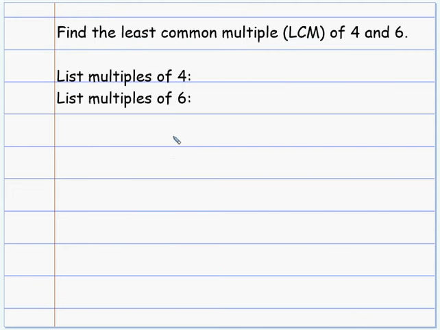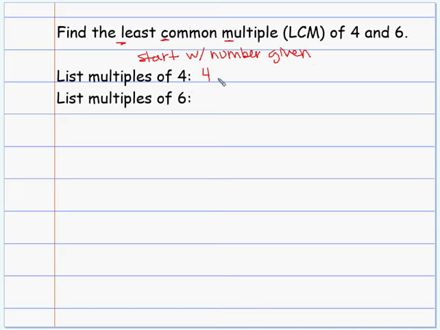So let's find the least common multiple, or the LCM. If they say LCM, you know it is least common multiple of 4 and 6. So first you're going to start by listing the multiples of 4, and you always start with the number that they give you. You might want to write this down. Start with the number given. Because the first multiple is the number that you have times 1.